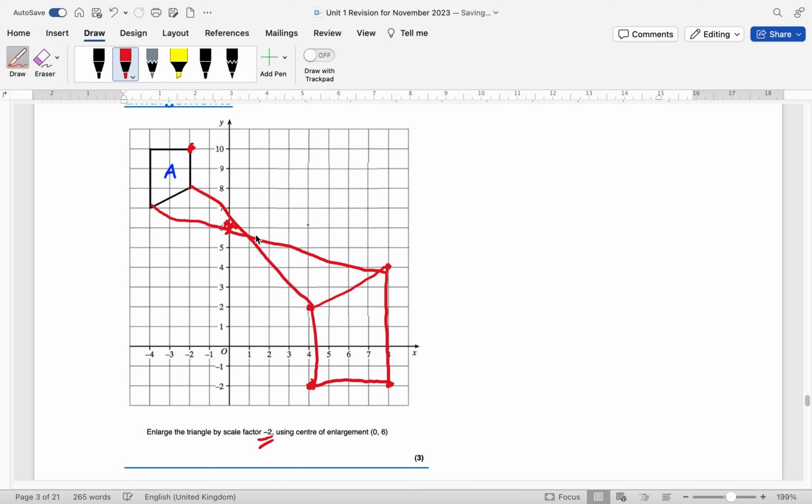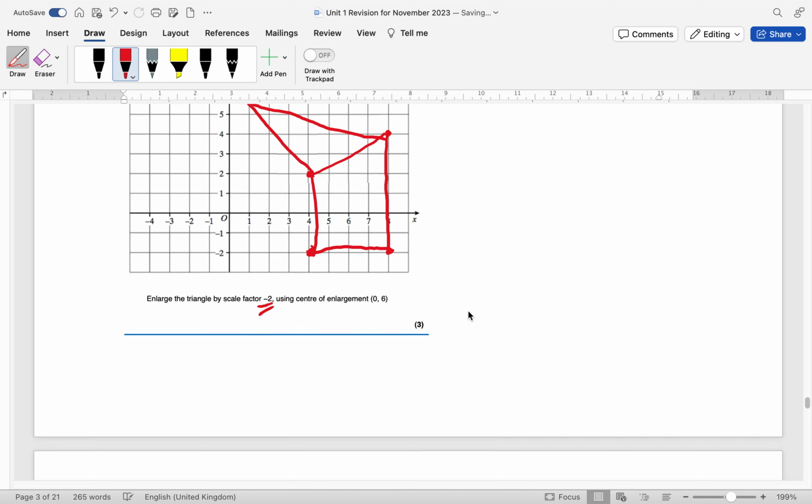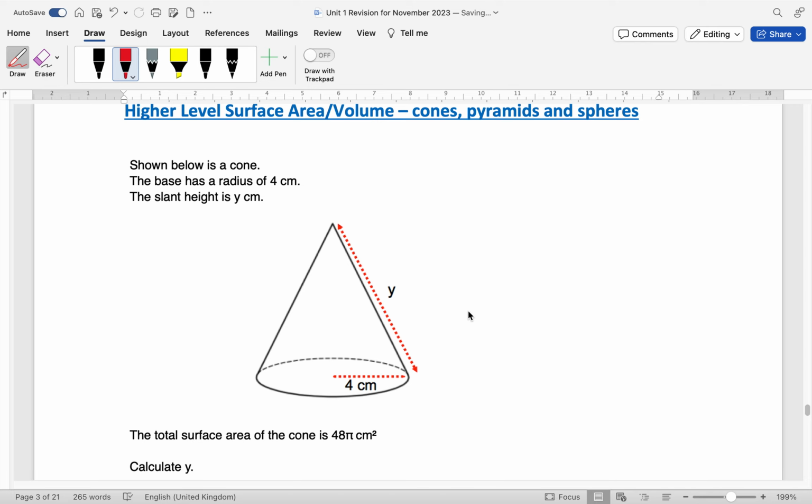And you could then find where X is. Oh, that is so bad. Okay, but you get the idea. Right, I haven't done a lot of this, have we?